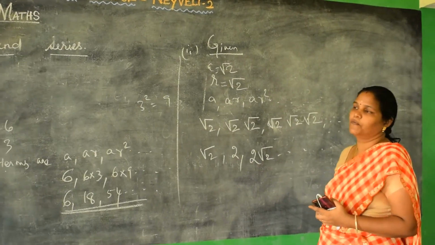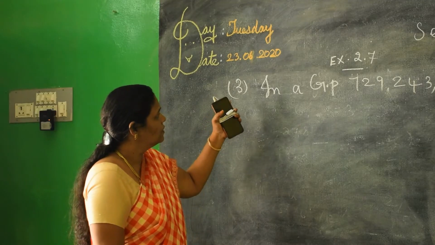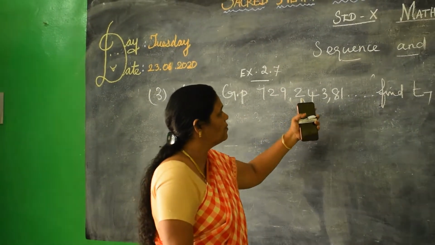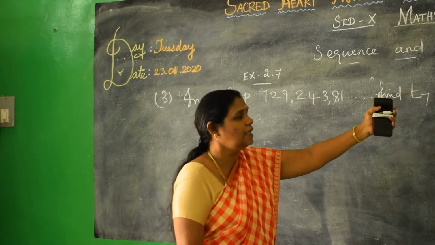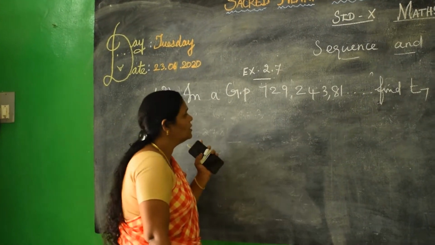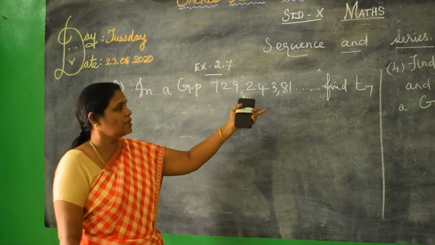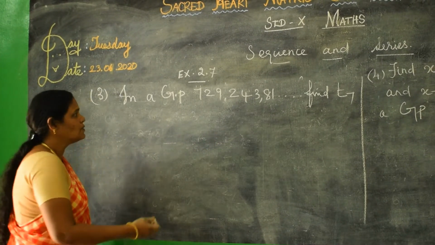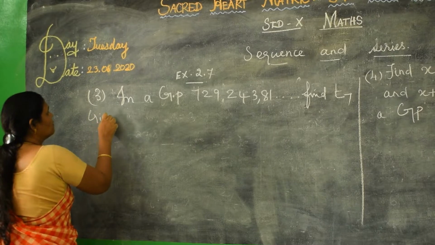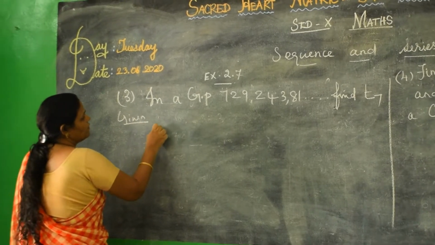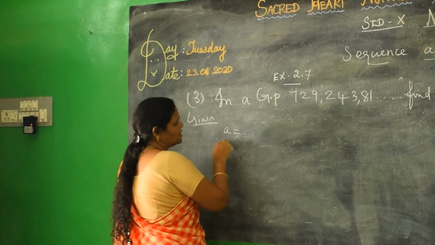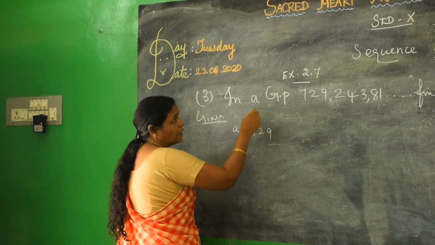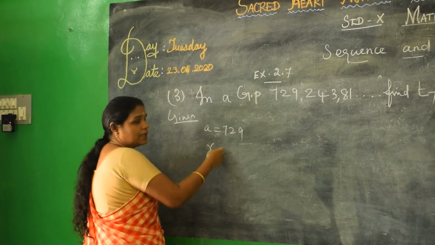Third problem, homework problem. The next problem, the third one: in a GP 729, 243, 81 and so on, find the T7. So what is given in this problem? Only 3 terms are given and you have to find out the 7th term. Do you understand the question? So first I will write what is given. What is given here? A is the first term. That is, the first term is known as A. So 729. So next, I want to find out, as it is a GP, the common ratio.